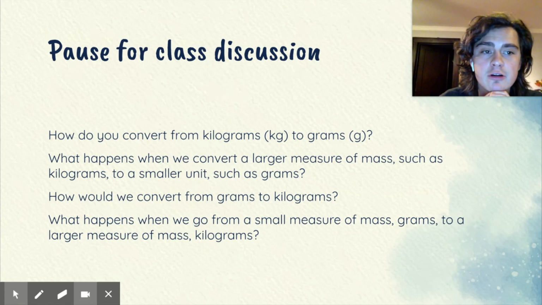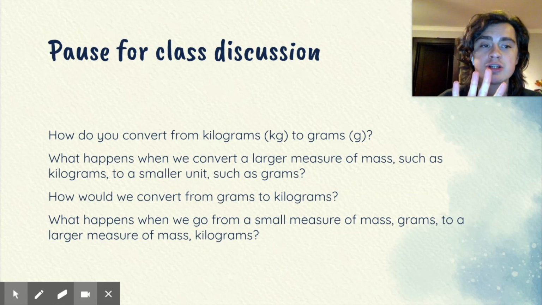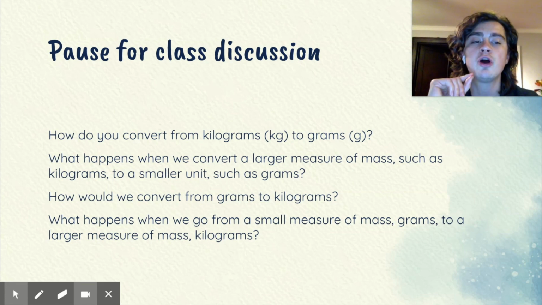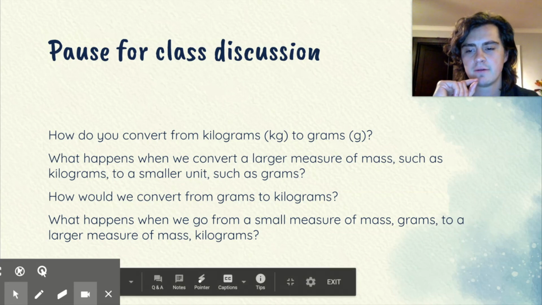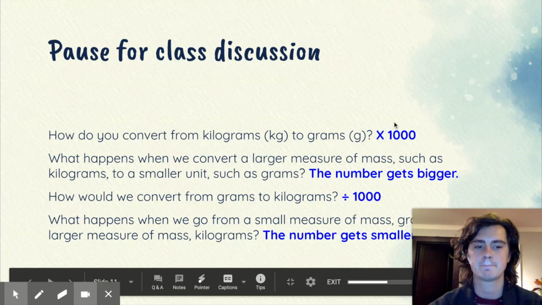How would we convert from grams to kilograms? And then what happens when we go from a small measure of mass, like grams, to a large measure of mass, like kilograms? What happens to our number? Does it get bigger, smaller? So answer these 4 questions. Pause, answer these 4 questions. I'll give the answers, and then there's 2 questions that you're going to do either on your own or with your teacher, based on what your teacher thinks is best. So pause here and answer these 4 questions as a class.